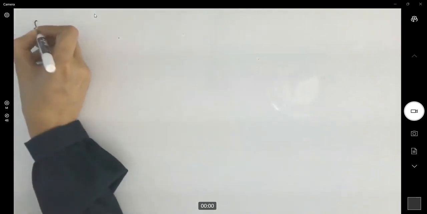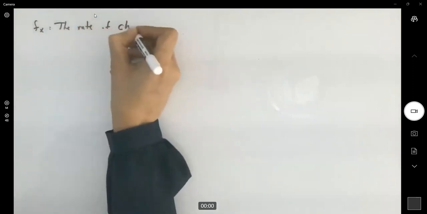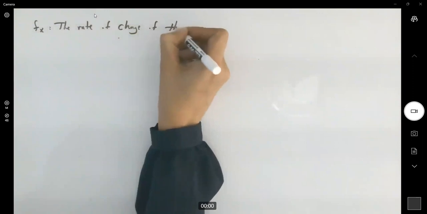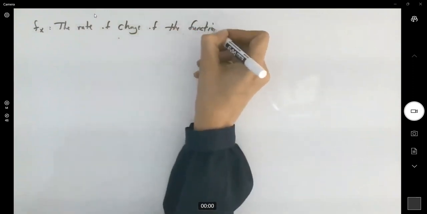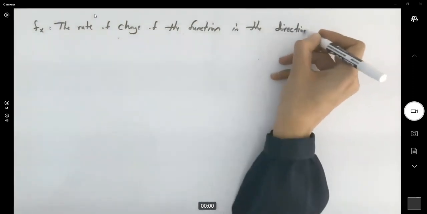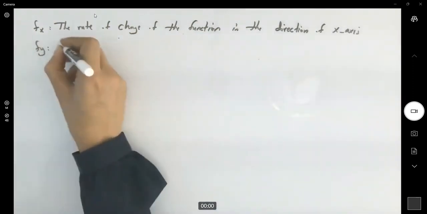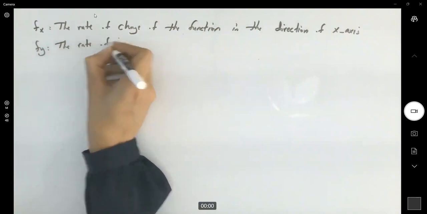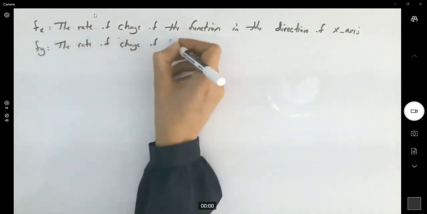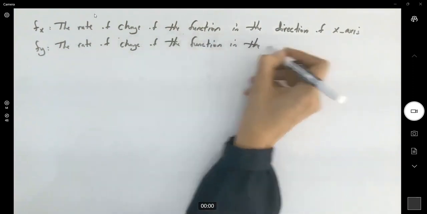So far we learned about the rate of change of a function in the direction of x-axis and y-axis. What was f of x? F of x was the rate of change of the function in the direction of x-axis. And f of y was the rate of change of the function in the direction of y-axis.